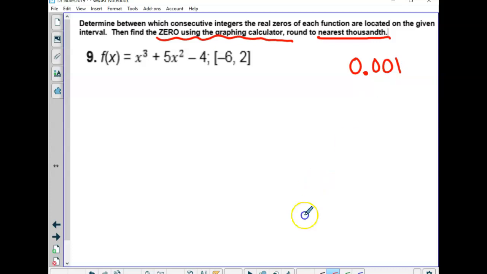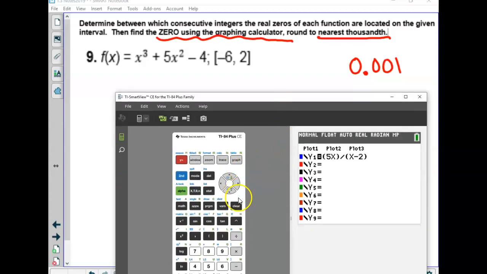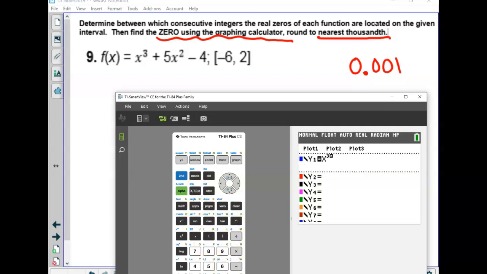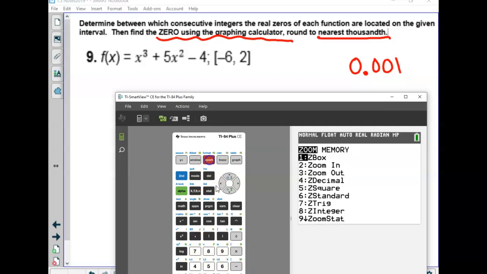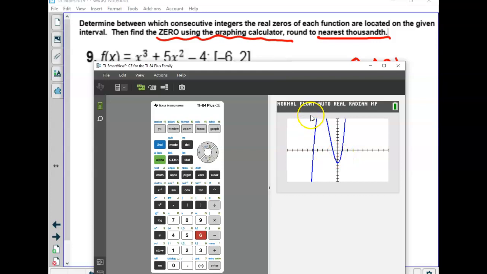Okay, so we're going to graph this bad boy quickly. Y equals X to the third, plus 5x squared minus 4. I'm just going to try a zoom standard or zoom 6. Now, this is not a perfect window because I can't really see what's going on up here, but can I at least see the zeros?